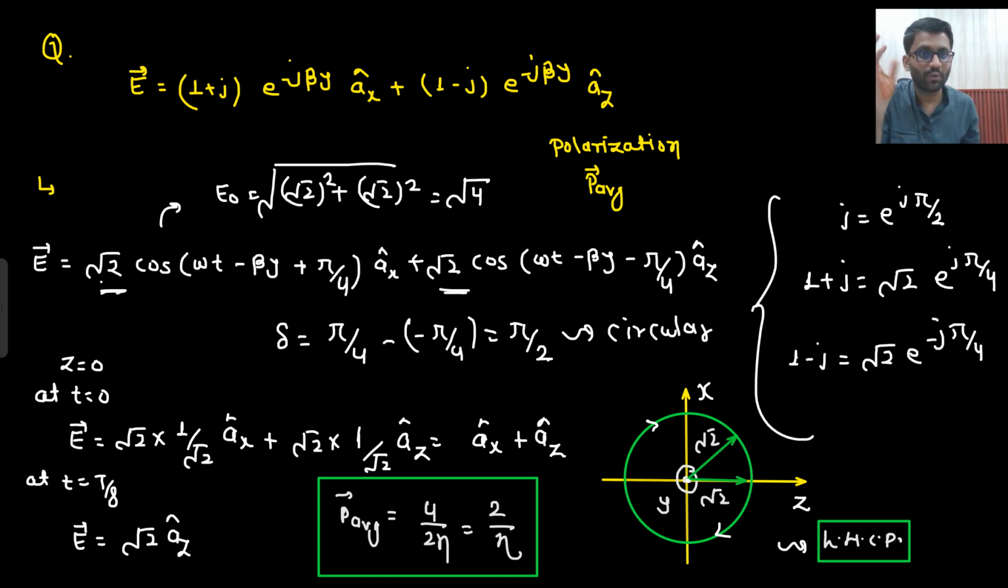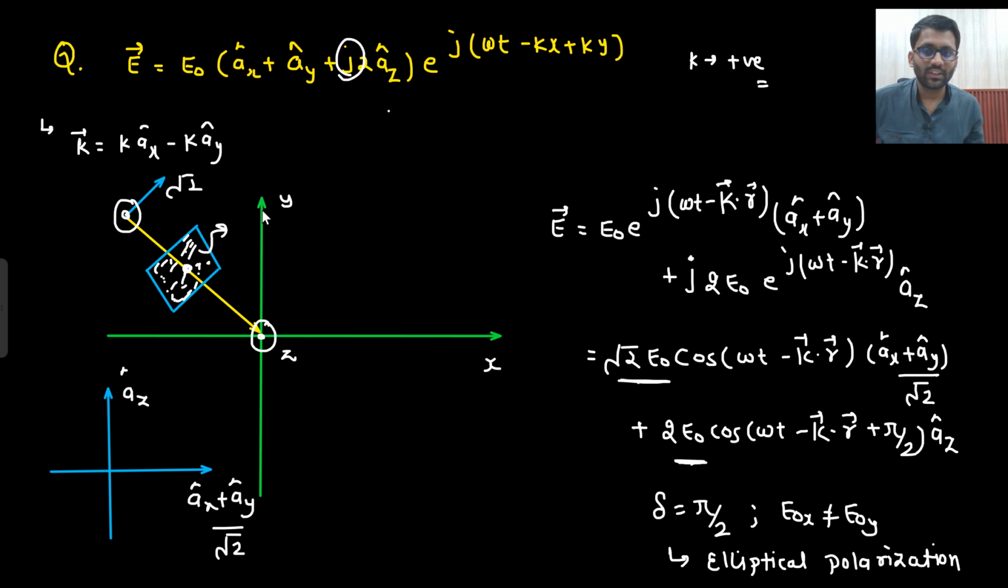If you are not understanding what I mean by k dot r, you need to watch the oblique incidence video. There we studied wave propagation in a general direction, and we talked about k dot r. So this k dot r will certainly come 0. On this plane, k dot r will certainly be 0.